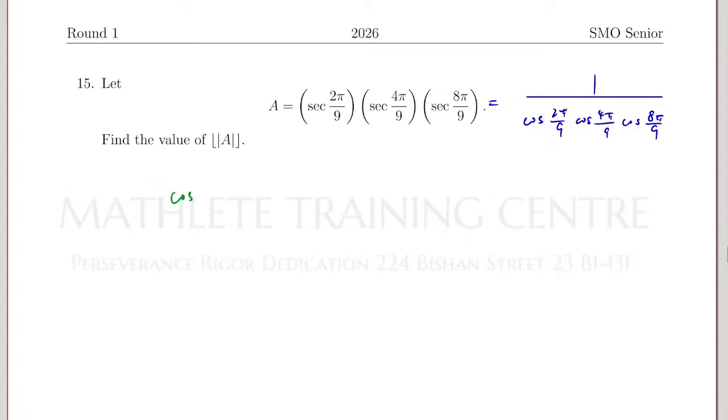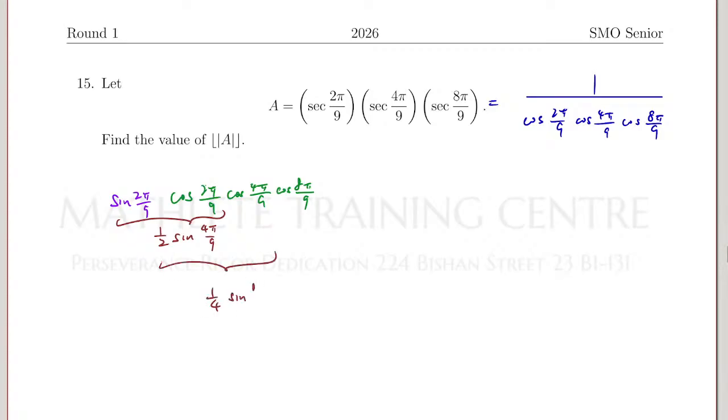We're going to multiply our cosine 2 pi over 9, right, cosine 4 pi over 9, and then cosine 8 pi over 9 by the value of sine 2 pi over 9. So this one here will be half of sine 4 pi over 9. Then this one here, when you multiply, will be 1 over 4 sine of 8 pi over 9. And this one here, when you multiply, will be 1 over 8 sine of 16 pi over 9.